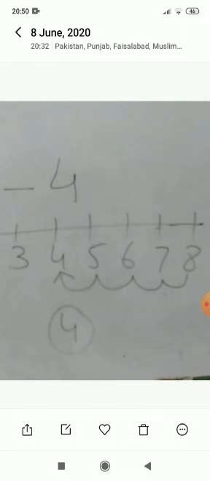The question is 8 minus 4. Then you can use the number line. You will start from number 8. How many steps will you go backward? Yes, you will go 4 steps backward. One step, 7, then 6, second step, then 5, third step, and then 4 is the fourth step. Okay, it's the fourth step. And what will be the answer? 4 will be the answer. Hope you have understood.